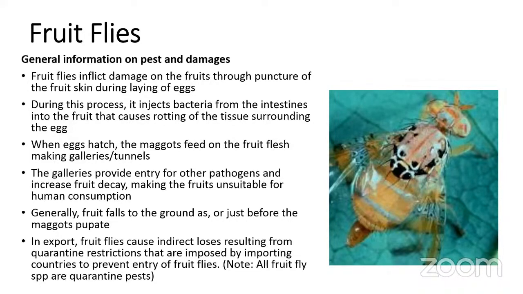Generally, fruits fall to the ground as or just before the maggots pupate, and this is very important. When they make these tunnels, this maggot will start damaging the fruit. But just before it falls to the ground, the maggots will start coming out to start the process of pupating. In export, fruit flies cause indirect losses resulting from quarantine restrictions.